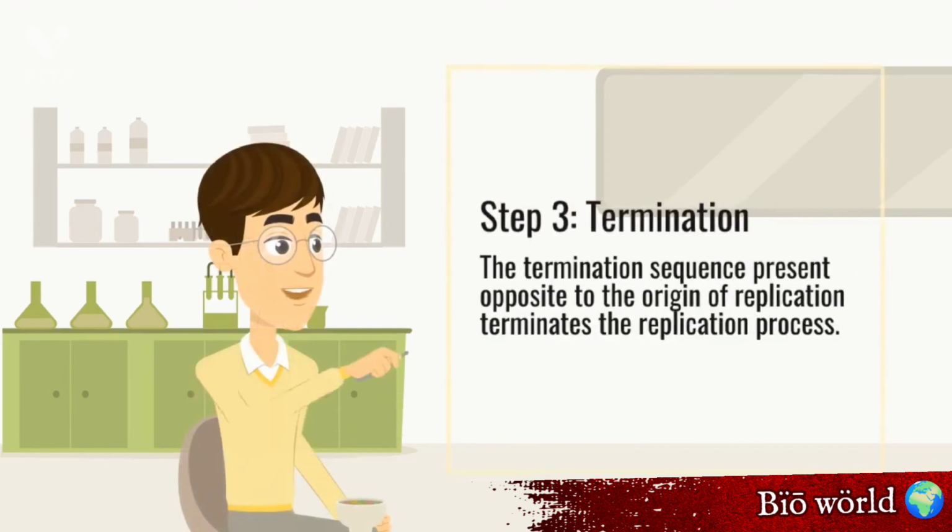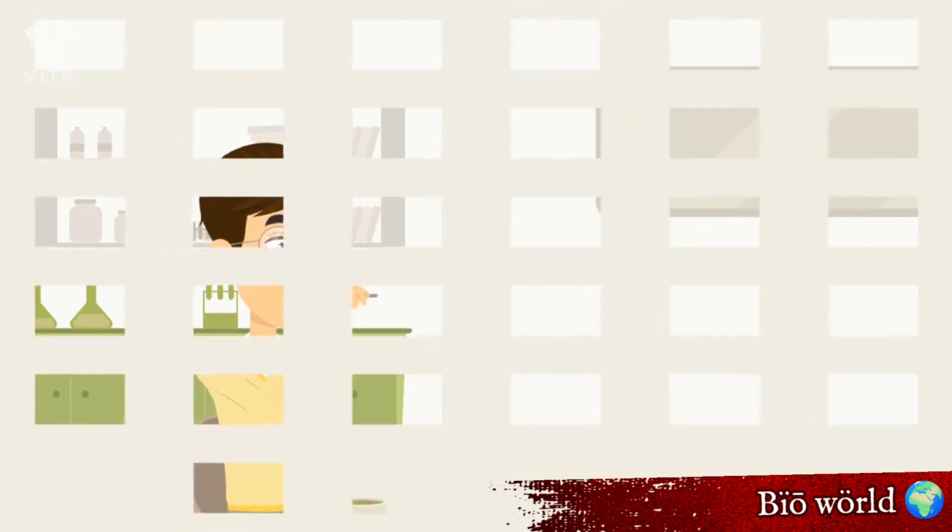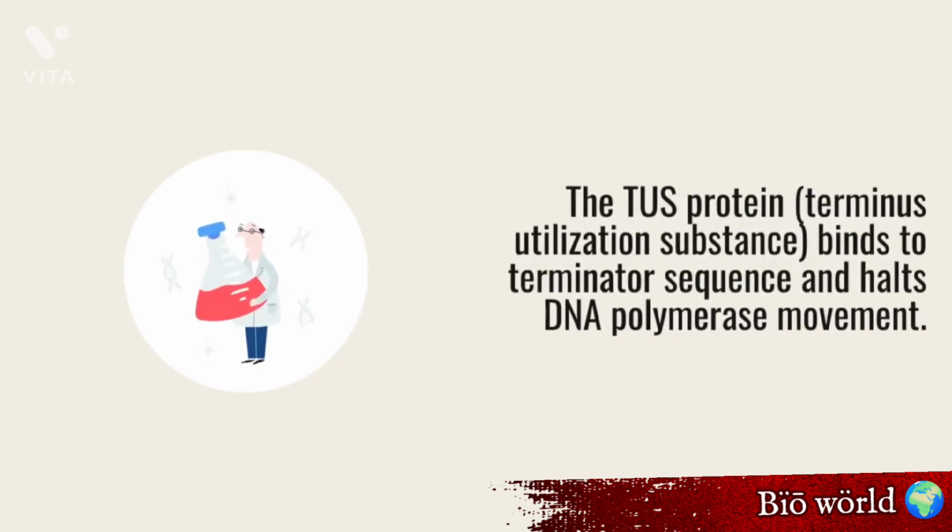Step 3. Termination. The termination sequence present opposite to the origin of replication terminates the replication process. The fuse protein, terminus utilization substance, binds to the terminus sequence and halts DNA polymerase movement.